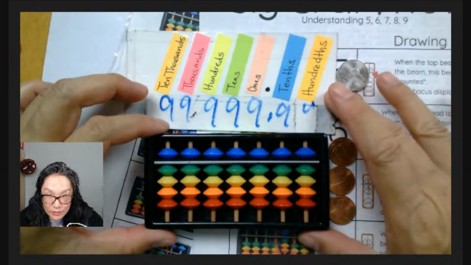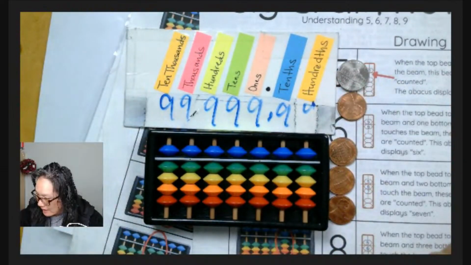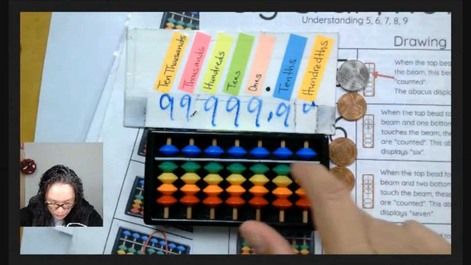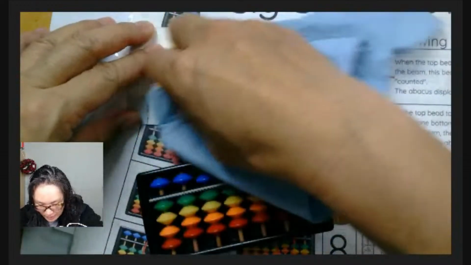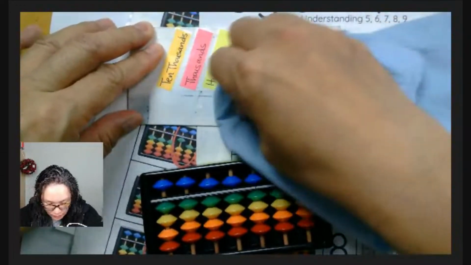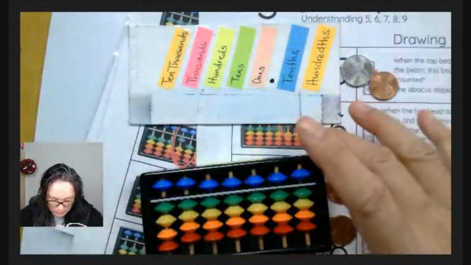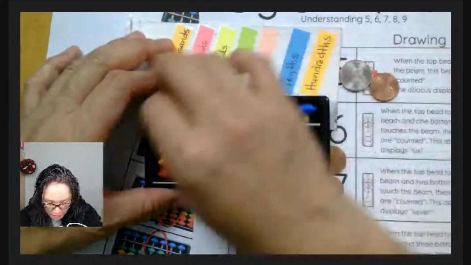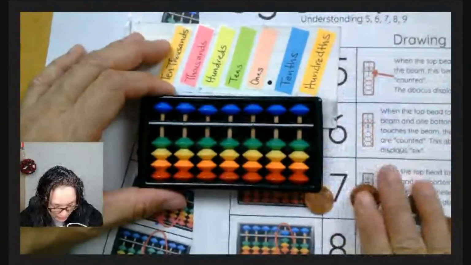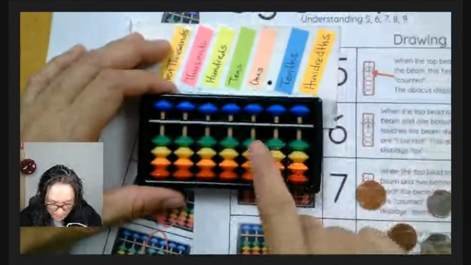So what we're doing is we're learning to read the abacus. To learn to read the abacus, we're understanding how the abacus is read. So what I just showed you was how the columns are. Every column is a digit. So when we count, and I'm going to use the money to help us, we're going to do 1.